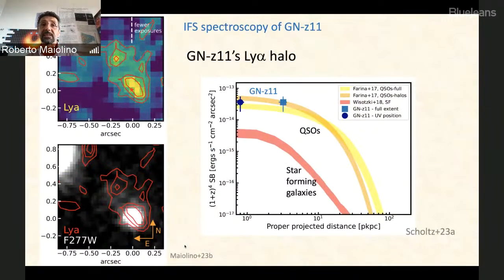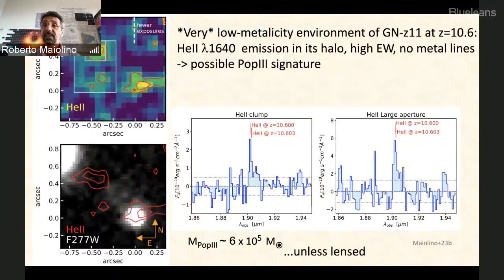I conclude by saying that we have high-resolution spectroscopy also of GN-z11. We detected a fantastic Lyman alpha halo, which was not expected because the cosmological dimming of the surface brightness, which goes as (1+z)^4, wouldn't have allowed us to detect this normal Lyman alpha halo. But this is consistent with the halo being powered by the AGN in GN-z11. An interesting additional result is that we are detecting emission from helium II in the halo of GN-z11 without any other emission line and metal line. And this could be a signature of Population III in the halo of these primordial galaxies, which is actually predicted at this level by some simulations.